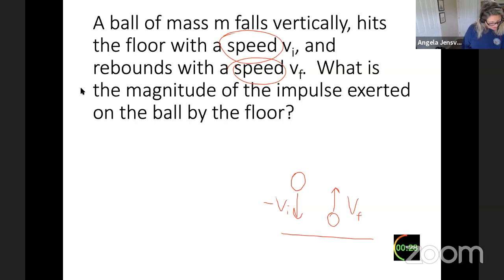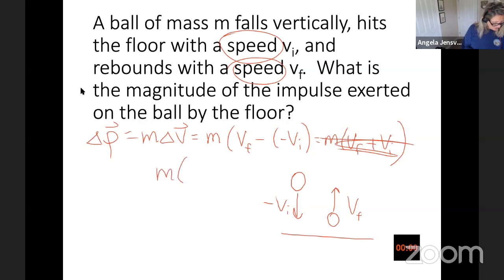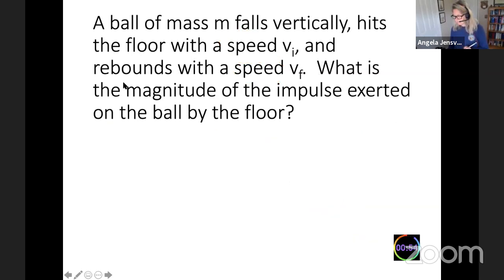because they're asking you for the impulse, right? So impulse is change in momentum, which is mass times change in velocity. So it would be mass times V final, and I'm saying up is positive. So V final minus, what is the initial velocity? Negative V initial. So the answer is m times V final plus V initial. I just cut myself off here, so I'll do it again: m times V final plus V initial. How's that? Better? Okay. Try to pay attention to that.